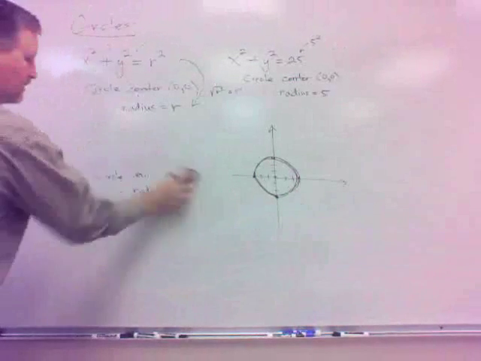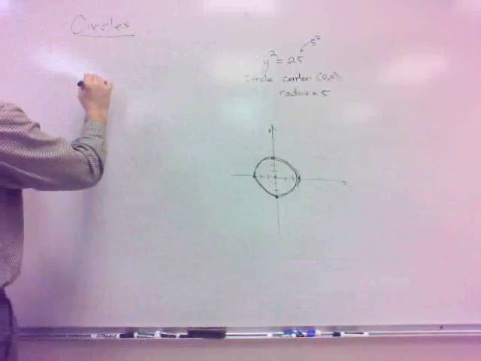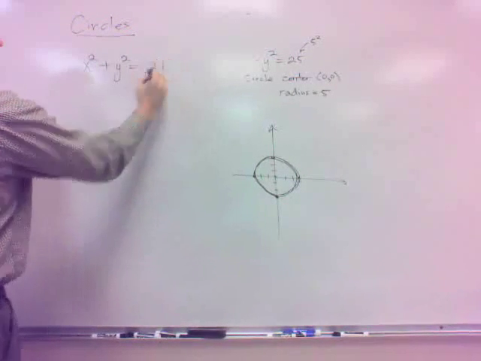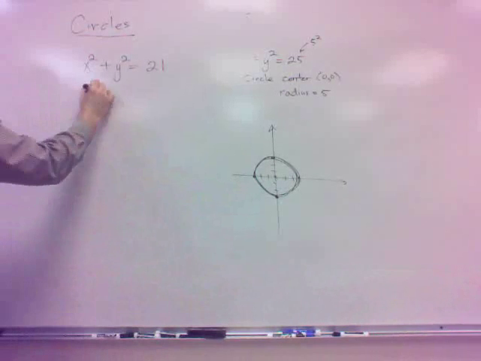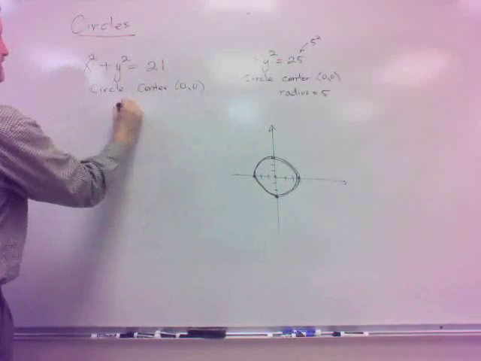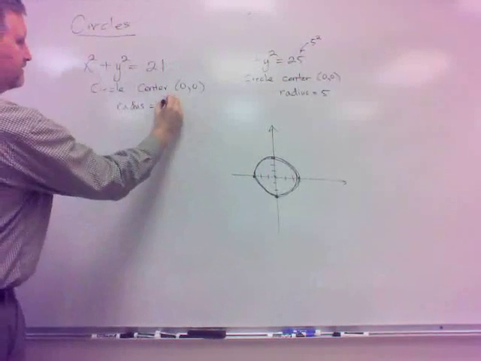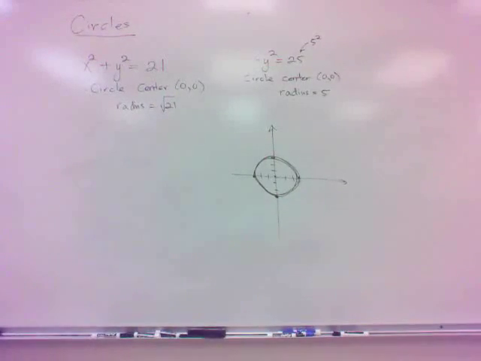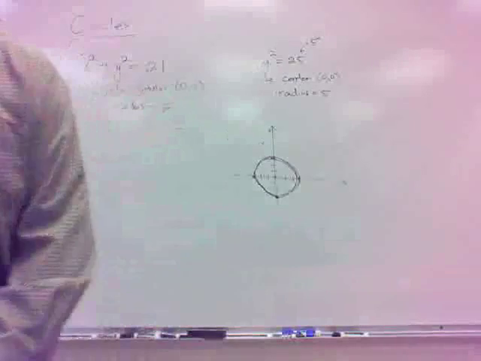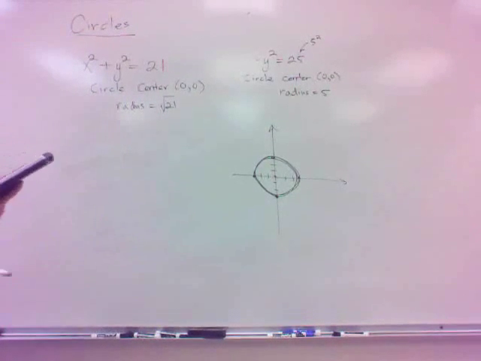Okay? What about this one? One more of those. What about x squared plus y squared equals 21? Well, that's a circle centered at 0, 0. Radius is, what's the radius there? Well, that was not such an easy, nice radius. The radius would be the square root of 21. Well, it's not a nice number, but it is a number. Square root of 21 is thereabouts 4.58.